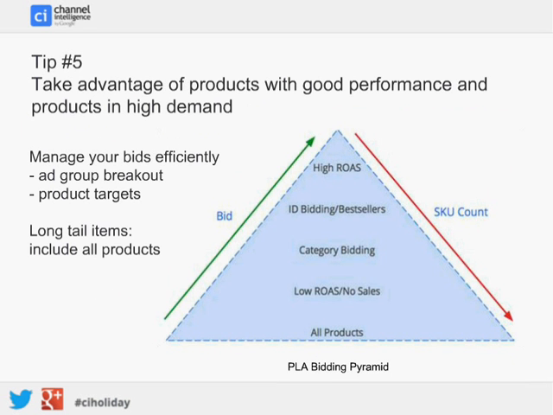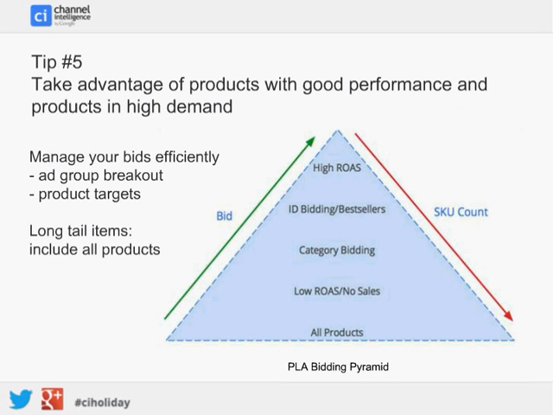Take advantage of products with good performance and products that are in high demand, and factor that into how you're managing your bids. Make sure that you're managing your bids efficiently. This is something that I've been talking about for a couple of years now. Make sure that you're breaking out your ad groups in a way that makes sense for your business. Don't put all of the lawnmowers in the lawnmower category. Break out categories for which lawnmowers perform better economically for you, whether it's a margin metric or a return on ad spend or whatever it might be.